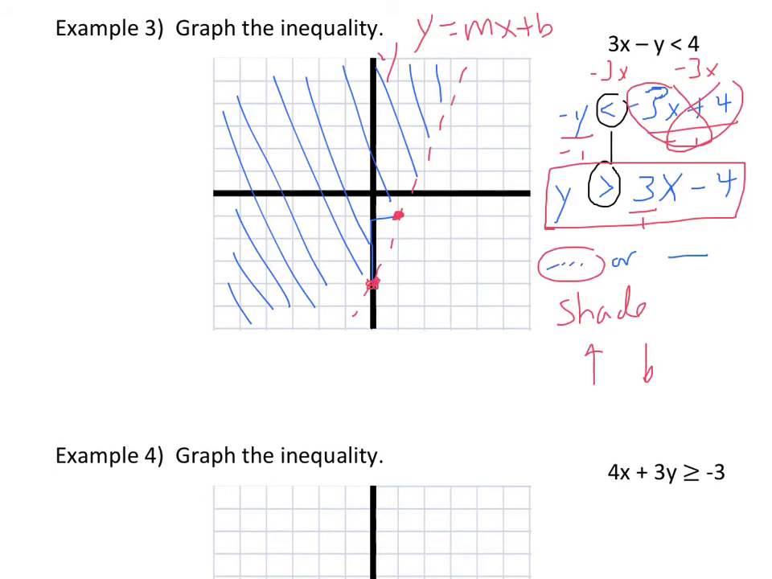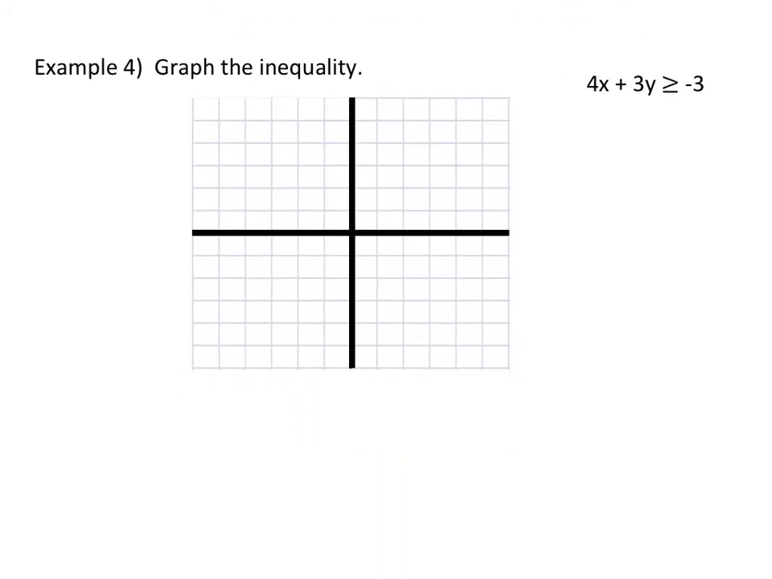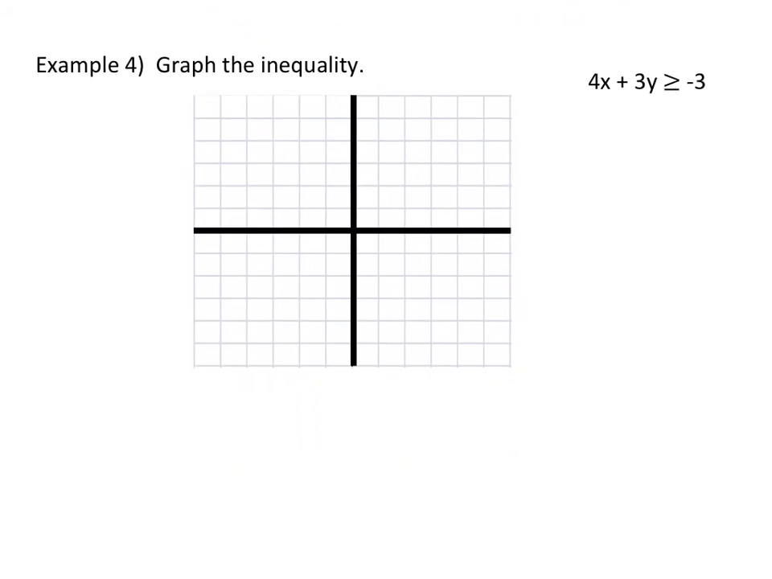Look at our next one. Solve that for y. Subtract 4x. And we get 3y is greater than or equal to negative 4x minus 3. We would divide both sides by 3.